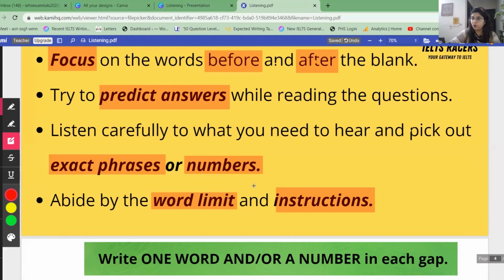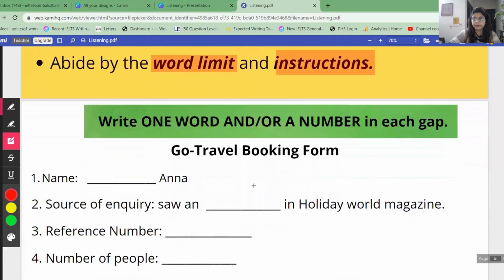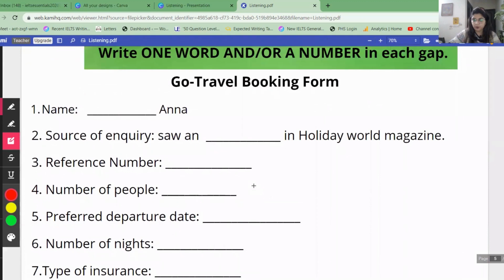So now let us move on to the first exercise. See, these are the sentence completion questions.